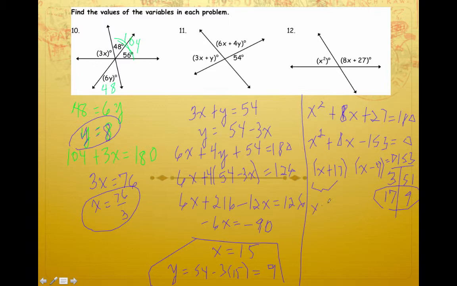This one gives x equals negative 17. This one gives x equals 9. Now if I plug negative 17 back into this, I'm going to get a negative angle, and I definitely don't want that. So it's just x equals 9.